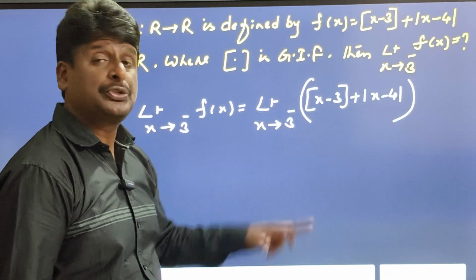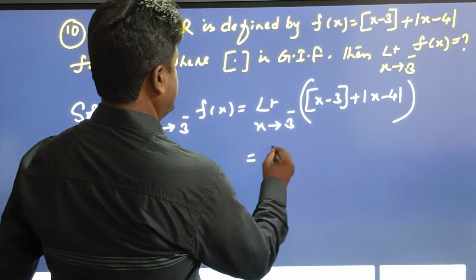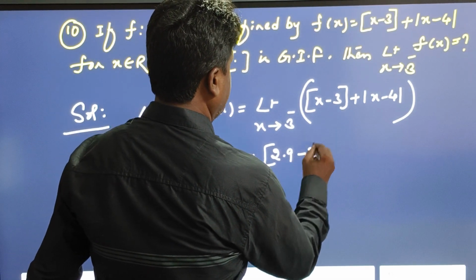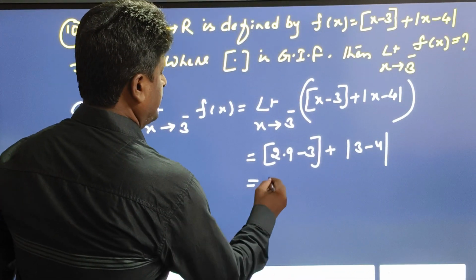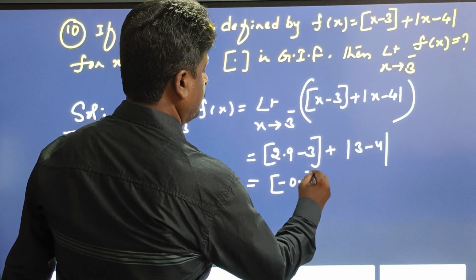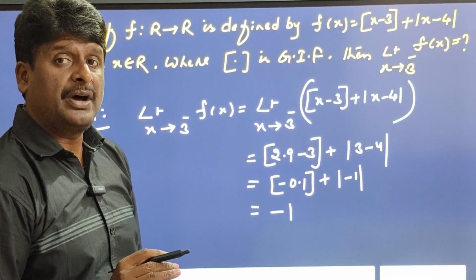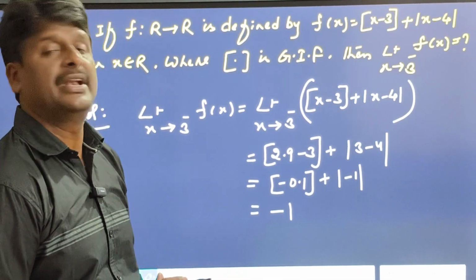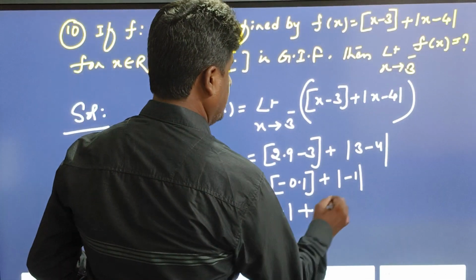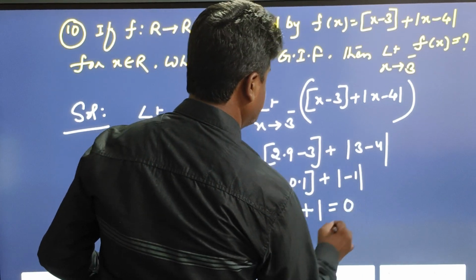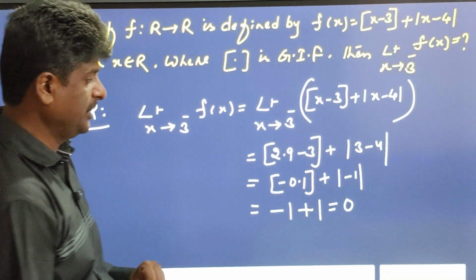Do observe that x tends to 3 minus stands for x is equal to 2.9 something, which is nothing but 2.9 something minus 3 plus 3 minus 4. This is step of minus 0.1 plus modulus minus 1. This will be step of minus 0.1 value, its immediate left integer is minus 1, plus modulus minus 1 is 1, which is equal to 0. Okay, so this is the answer for this question.